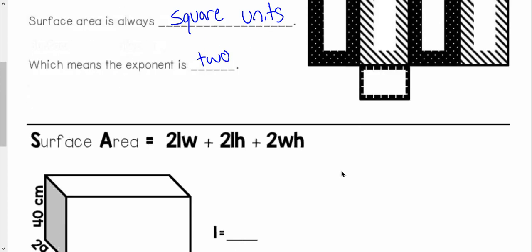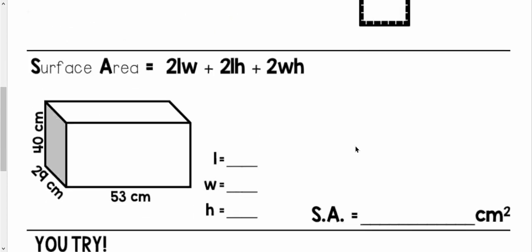So let's see. The formula for surface area is on your formula sheet. It always says SA, standing for surface area. 2LW means 2 times length times width, plus 2 times length times height, plus 2 times width times height. When you're looking at a picture, it doesn't really matter what you choose for length, width, and height, as long as you keep track of what you did.